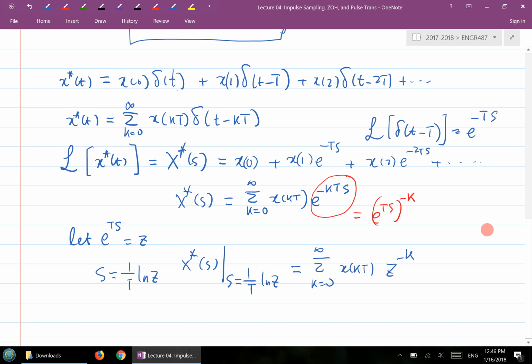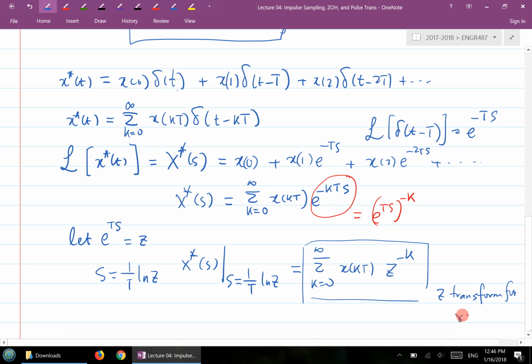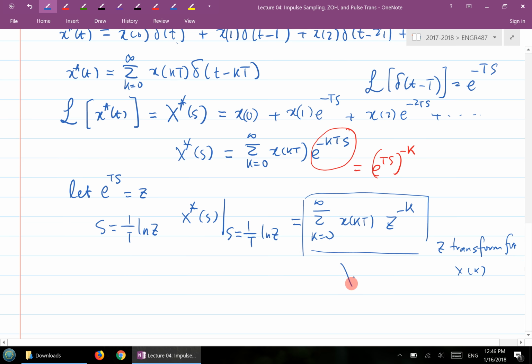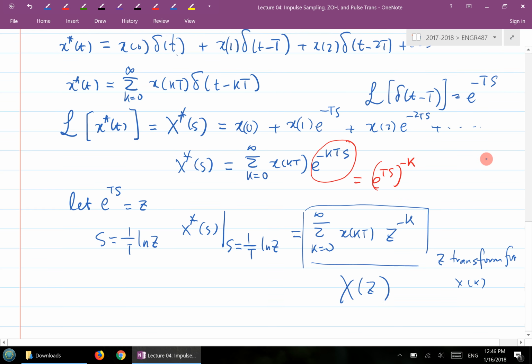Once you have this, if you look at the right side, what is it? That's basically the Z transform. So this is your Z transform for x of t or x of k. Or we literally write capital X of z. We can write capital X of z here. So what are we doing with that s equals 1 over T ln z? What do I do with this part?